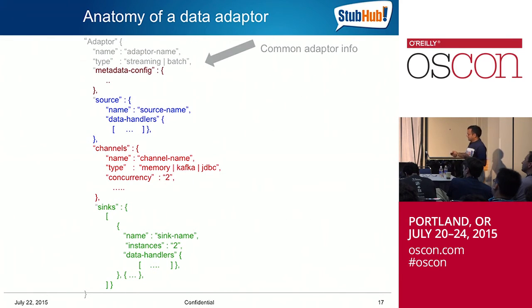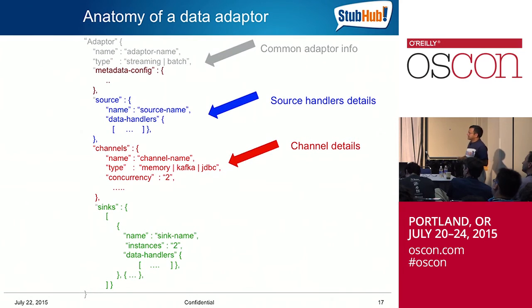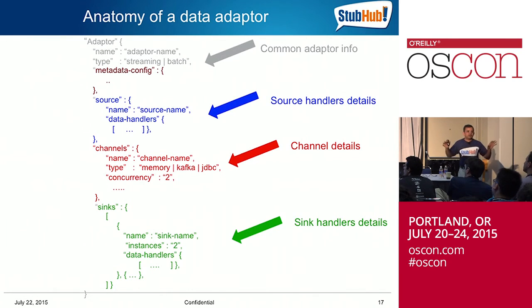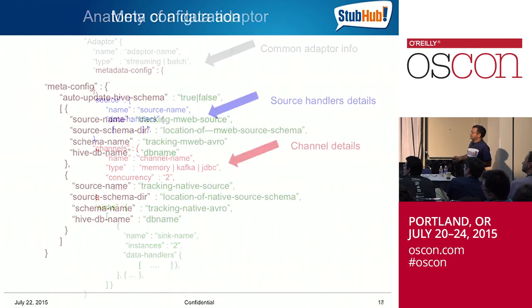So this is the generic adapter info, right? The name and the type of the adapter. And this is about the source handler details. What's your source and how you want to process that. This is the channel information. And finally, this is the sink information. So it really has four sections to it. You create an adapter by putting these four different configurations together. That's your adapter. So we'll examine this a little bit in detail.